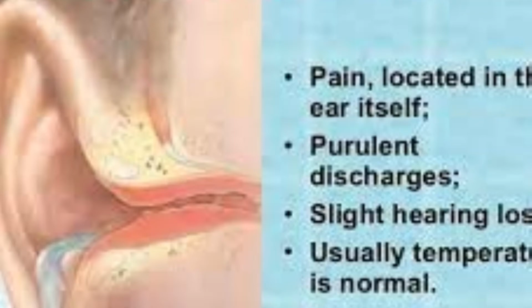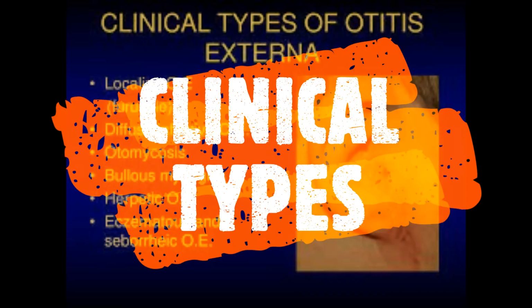Otitis externa can be mild, moderate, or severe. Mild means when there is pruritus and mild edema. Moderate means when the external auditory canal is partially obstructed. Severe means when the external auditory canal is completely obstructed and there are systemic symptoms.